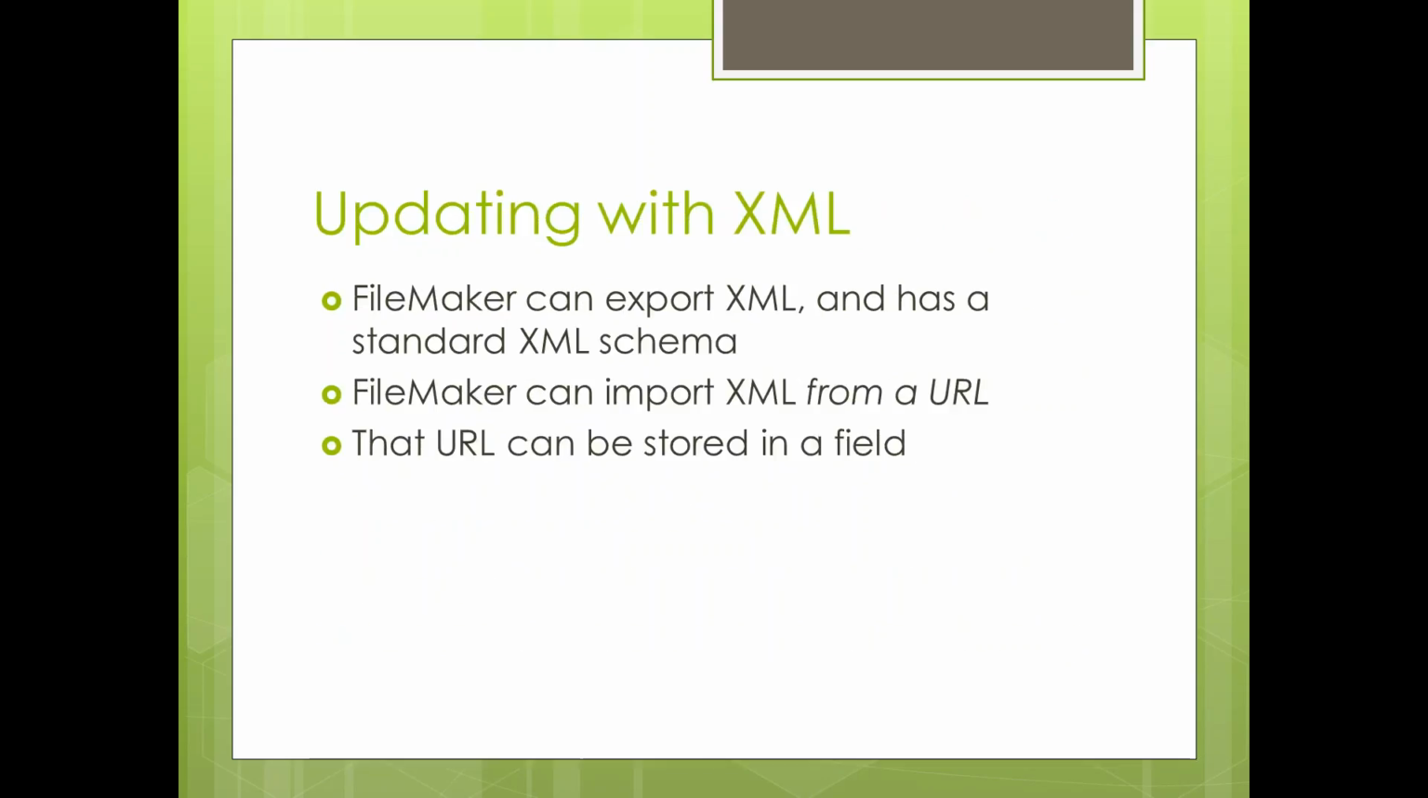So the key to updating with XML is that FileMaker can export XML. Of course, it has its own standard XML schema. You can actually use XSLT. I had to stop to get those letters in the right order, even though I learned it some years ago. But you can use an XSLT style sheet to translate it into another schema, but FileMaker does have a standard schema that it will export by default. And FileMaker can import XML, and here's what's key, is it can import XML from a URL.